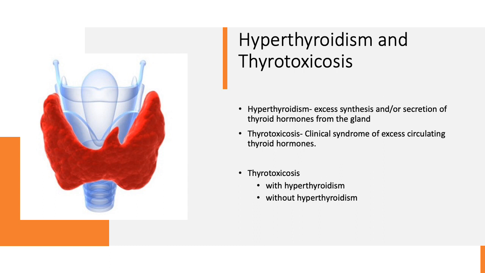So the thyrotoxicosis can present in two ways. First, thyrotoxicosis can be due to hyperthyroidism. The second, the thyrotoxicosis can present without the hyperthyroidism. So you can understand now that in these both conditions, the level of circulating thyroid hormone is high. So that is what we call thyrotoxicosis.